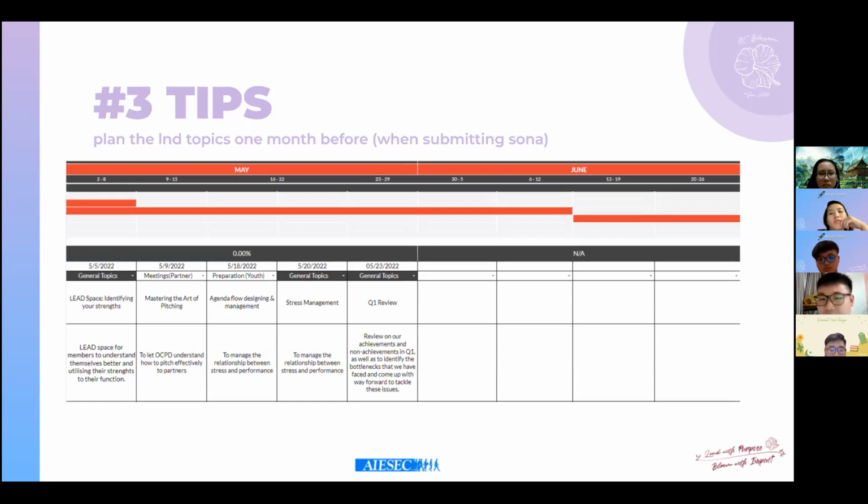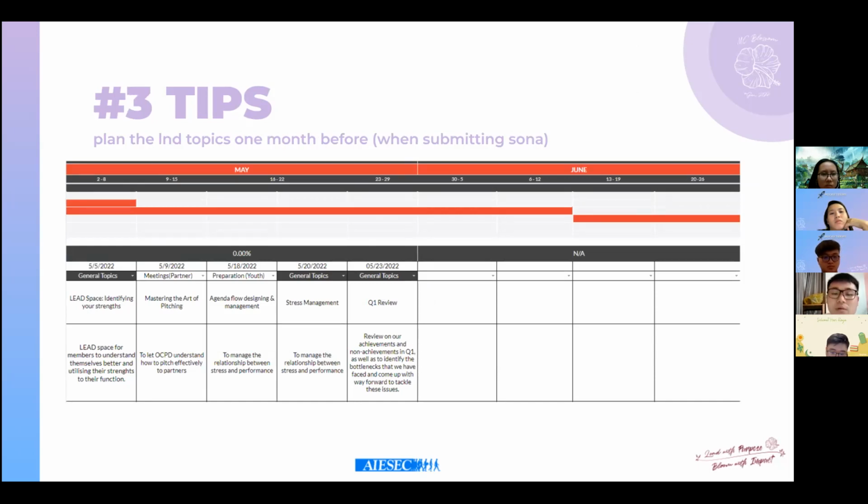And whenever we want to submit SONA, there's actually one question being asked, right? What is your focus? What are the next one month's focuses? List down everything. And when you're listing down all of the focus, you can directly go into the L&D tracker to start planning what the monthly L&D should be for the next month.